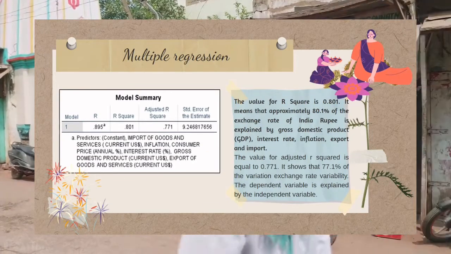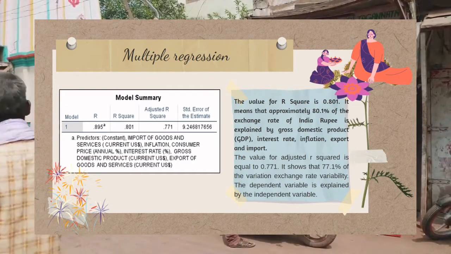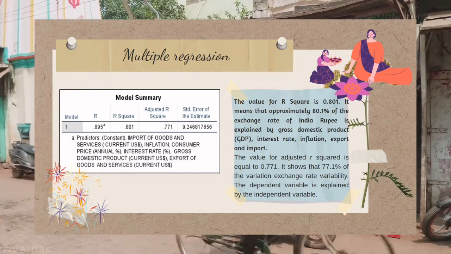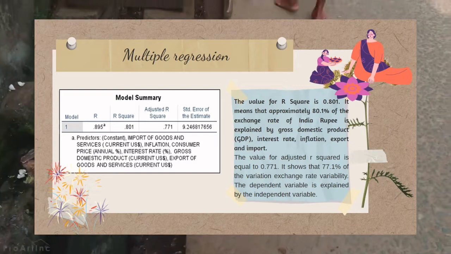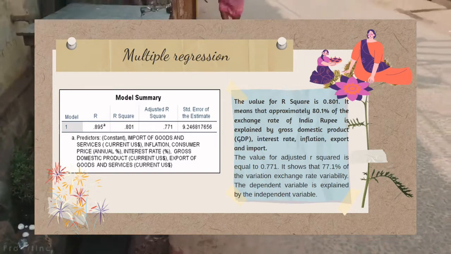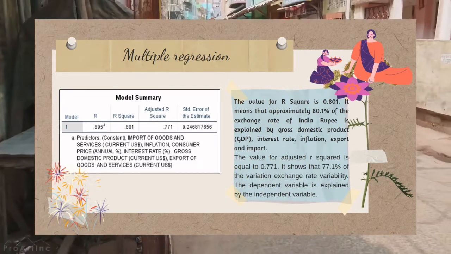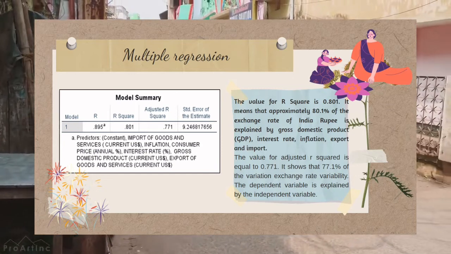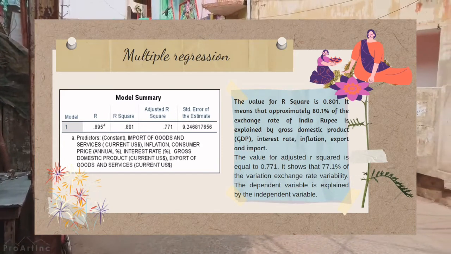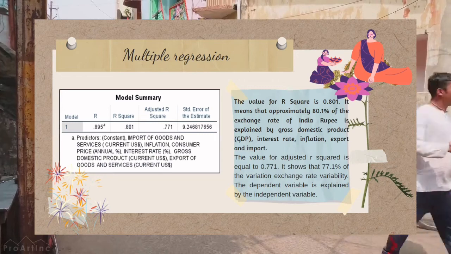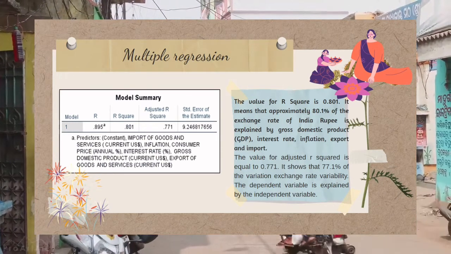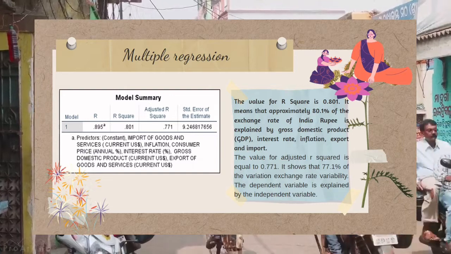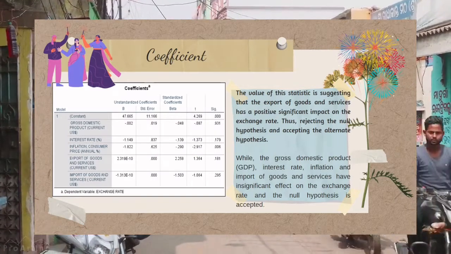For the model summary, the value for R square is 0.801. It means that approximately 80.1% of the exchange rate of the Indian rupee is explained by gross domestic product, interest rate, inflation, export and import. The value for adjusted R square is 0.771. It shows that 77.1% of the variation in the exchange rate, the dependent variable, is explained by the independent variables. Next, we proceed to the coefficients.